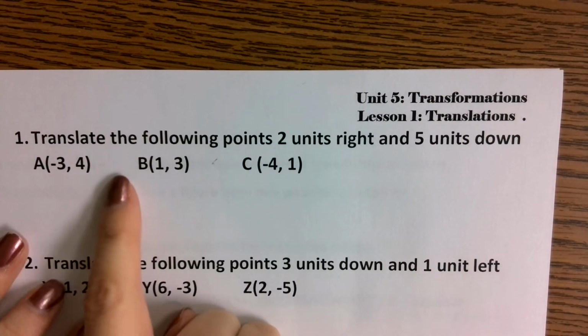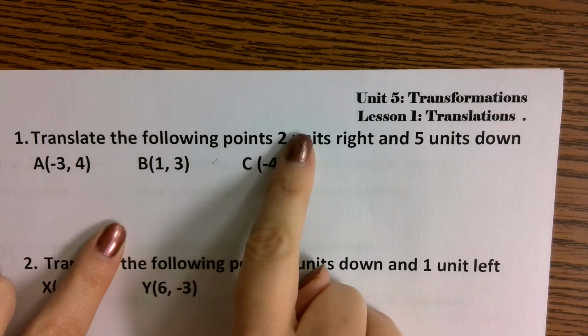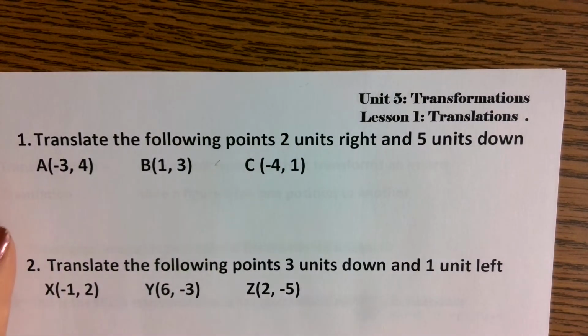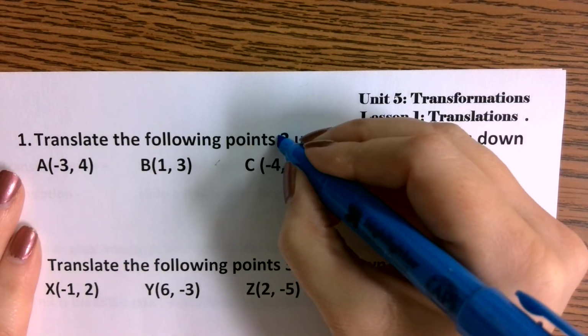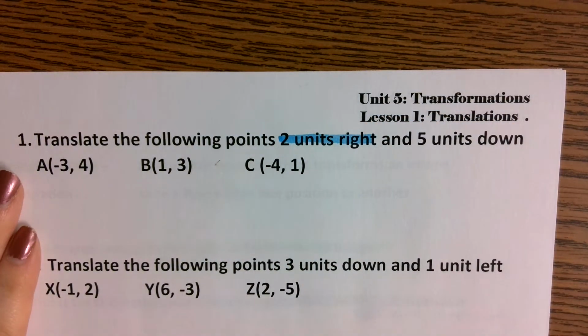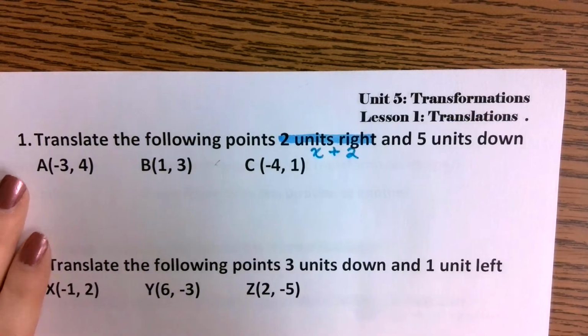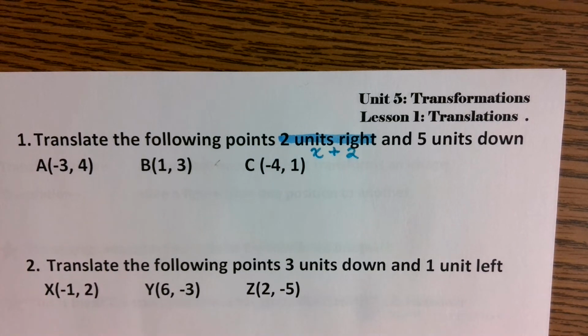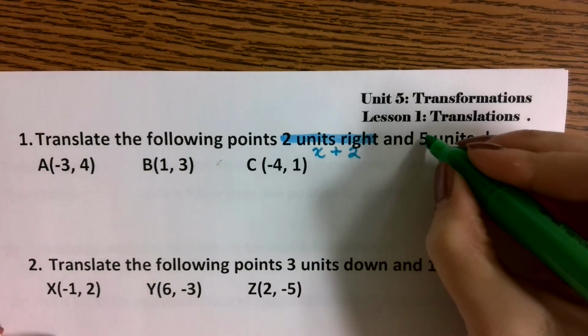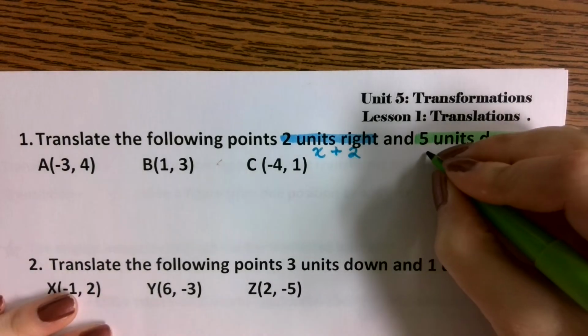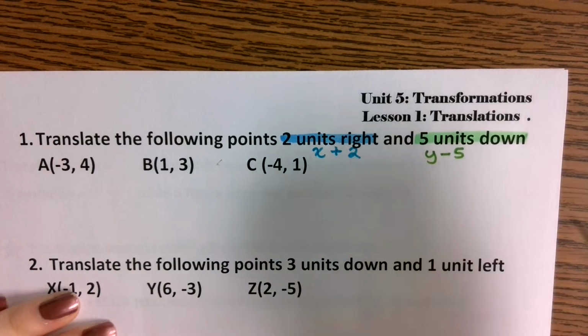So for here, I want to translate the following 3 points by moving 2 units to the right and then 5 units down. So 2 units to the right means that I'm going to take whatever my x value is and I'm going to add 2. And then 5 units down is an effect on the y. So that means I'm going to take my y value and I'm going to subtract 5.